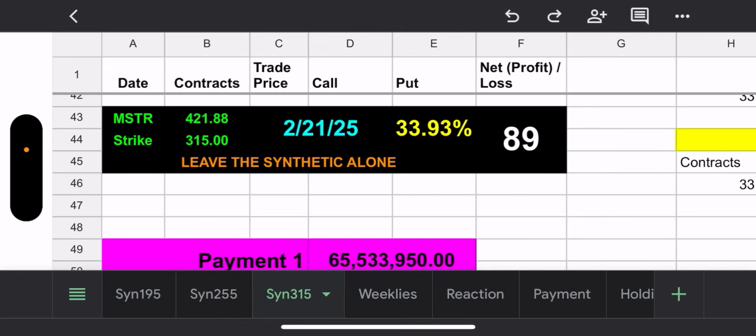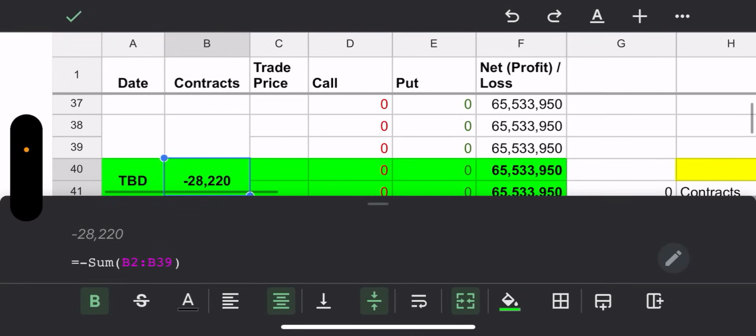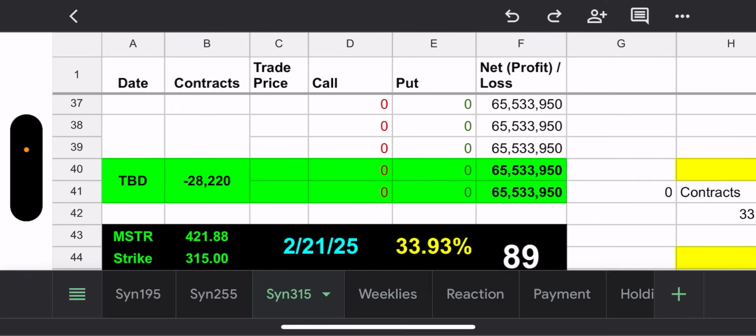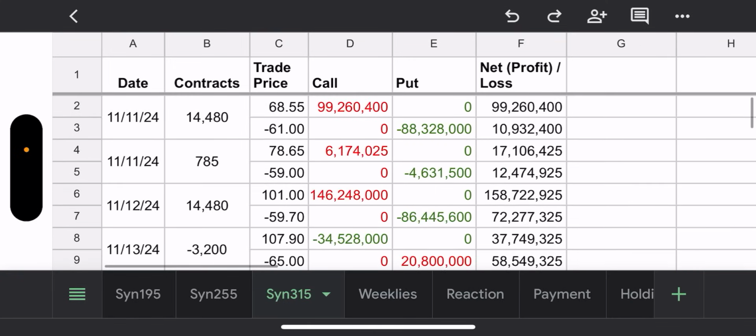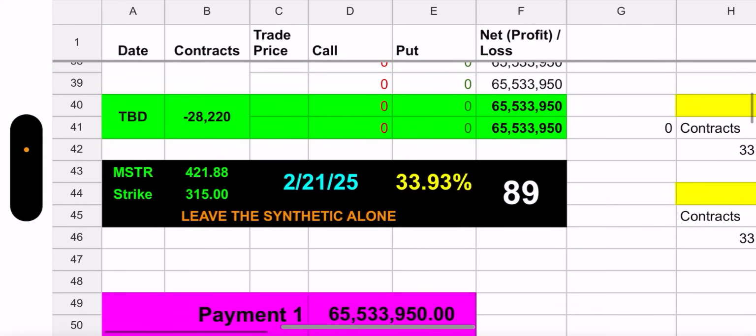So that's pretty much the synthetic. And here's the open synthetic as we speak, right? So you see, obviously, total contracts should be 28,220, right? Because that's how many they added in. And this is my double check. I need this to compare to the holdings information, right? On the last page, on the holdings tab, right?